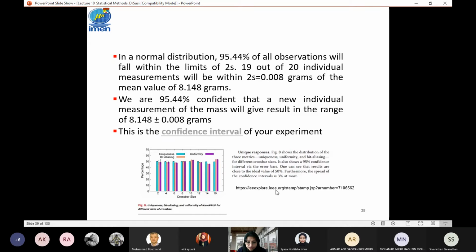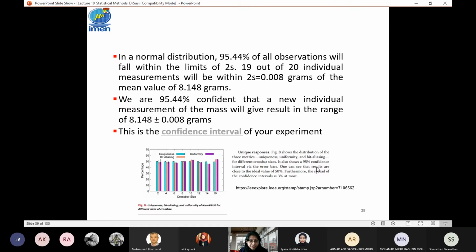Okay, this is taken from a journal from IEEE Xplore. Figure 8 shows the percentage versus the crossbar size, the distribution of 3 different metrics, which are the uniqueness, the uniformity, and also the bit aliasing for different crossbar sizes. It also shows a 95% confidence interval via the error bars. So you have your error bars over here, which denote the sigma level that we were talking about just now. So 95% is 2 sigma, all right?